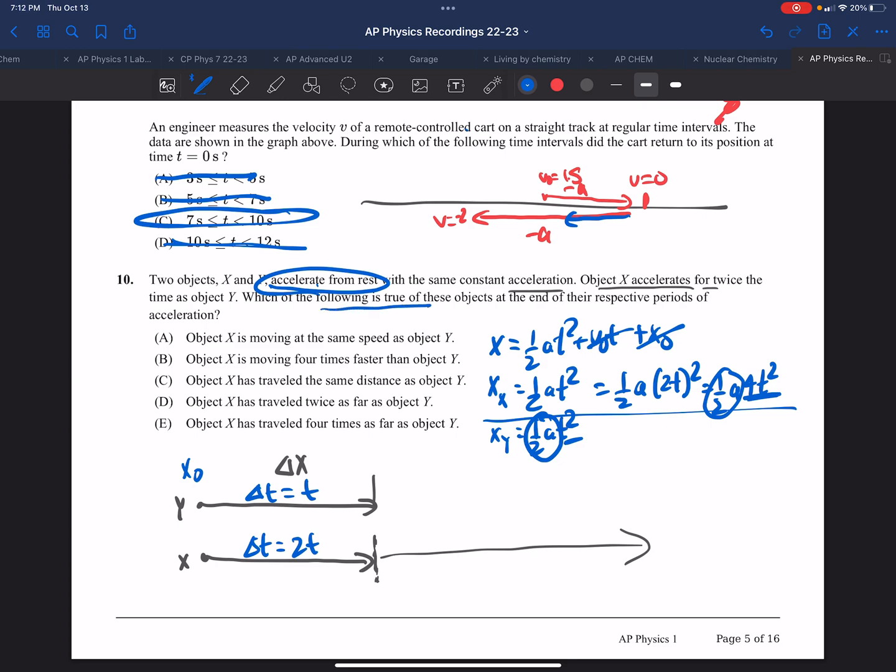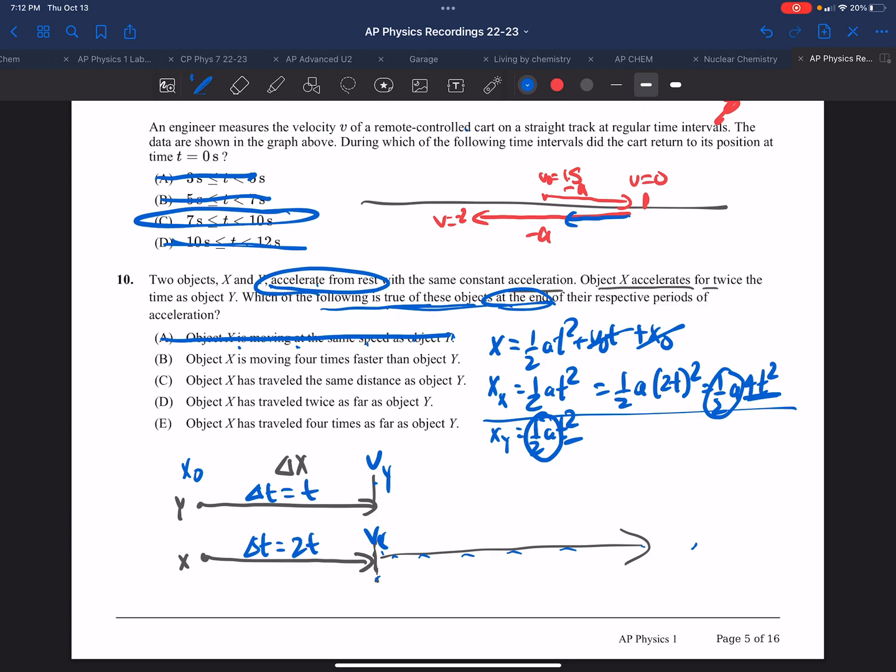Which of these statements is true? X is moving at the same speed as Y at the end of their periods. Well, if they're both accelerating, they're going to have the same vy and vx at the end of that time interval, but vx is going to continue to accelerate, so they can't have the same speed. X is moving 4 times faster.